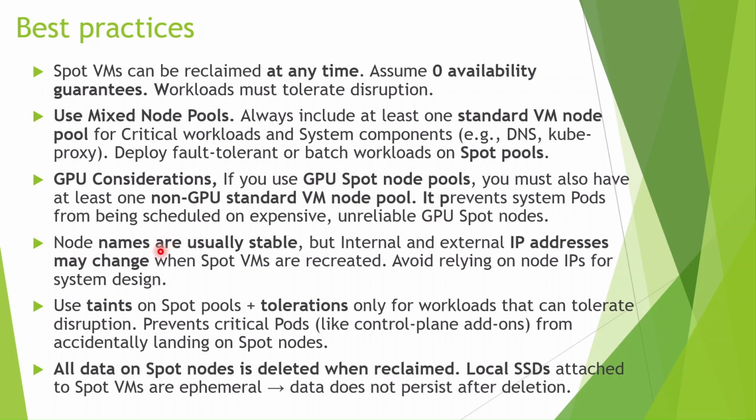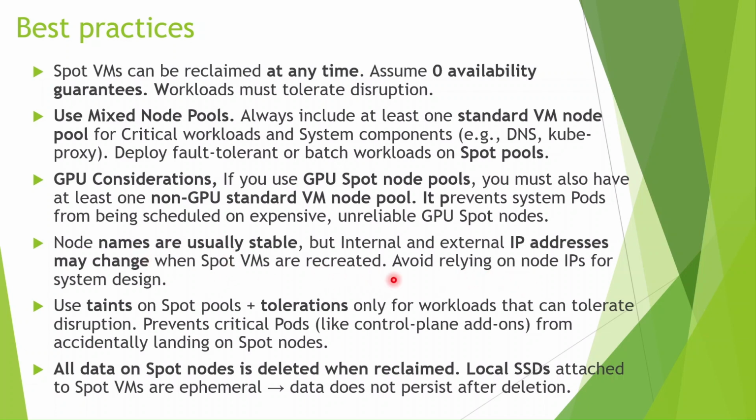And node names are usually stable, but internal and external IP addresses may change when Spot VMs are recreated. Suppose something happens and your VM needs to be recreated. In a host maintenance event, your VM needs to be migrated to a different host, but a Spot VM cannot be migrated. Google will stop and recreate it, and you will see the names are usually stable. It will not change the name, but internal and external IP addresses can change. So don't use node IP for system design.